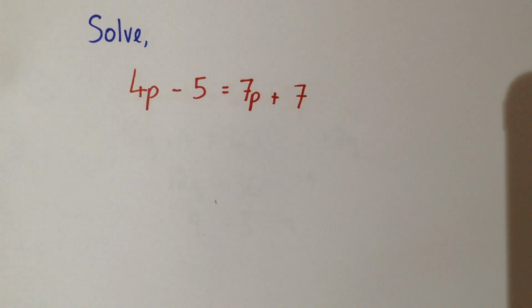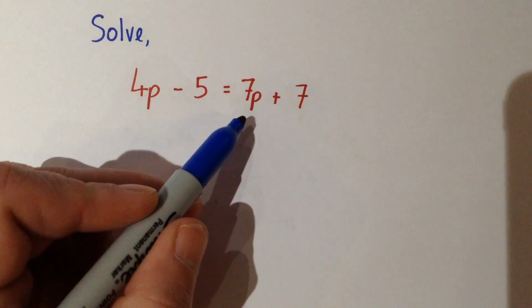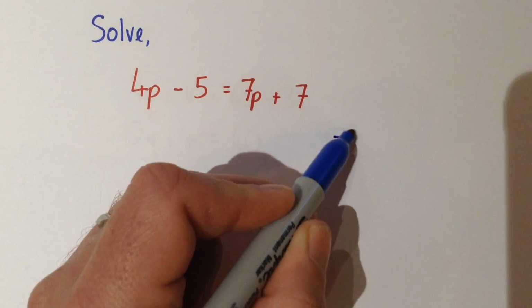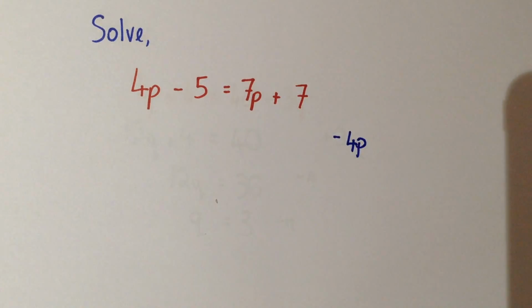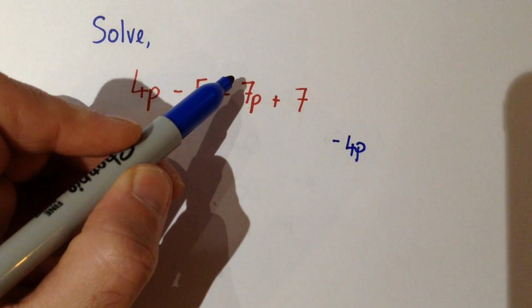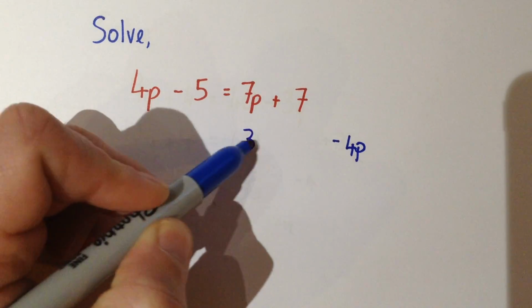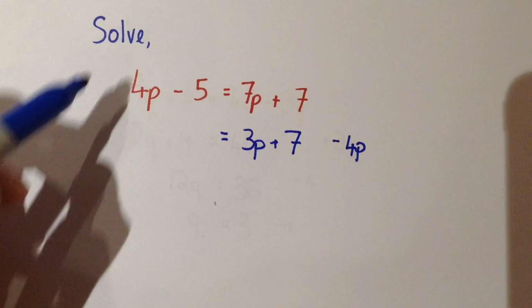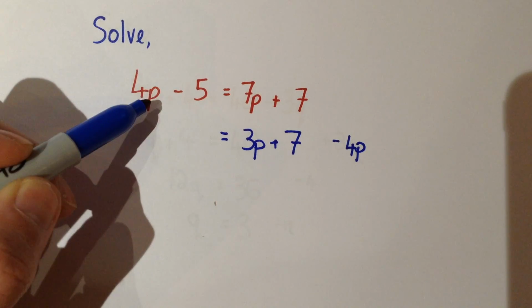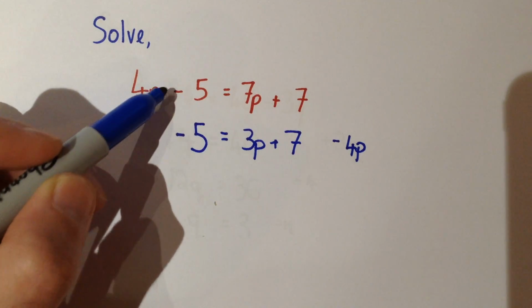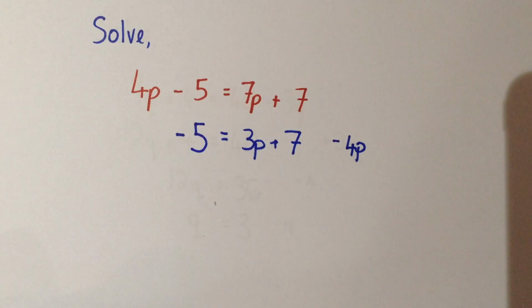Same again for this example. 4p and 7p. Well, this time 4p is smaller, so I'm going to take 4p away from both sides. Always try and move the smaller of the two. It normally makes it easier later on. If I take 4p off this side, I'm left with 3p plus 7. And if I take the 4p off this left hand side, I'm left with minus 5. Don't forget to keep that minus there because that relates to the 5.